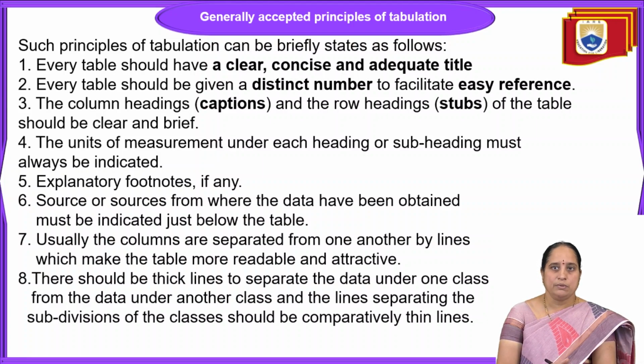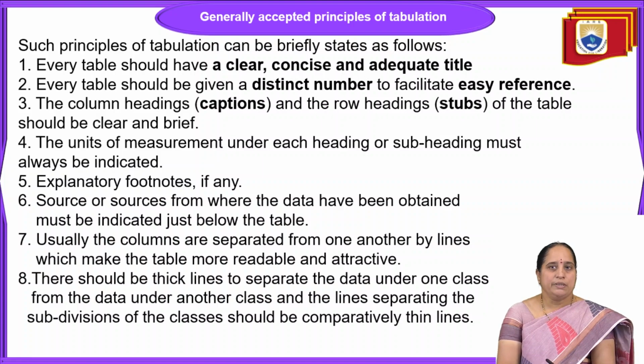If you have 3 or 4 tables, just specify table number 1, table 2, 3, like that. For every table, we have to specify a distinct number so that we can easily identify it and it facilitates easy reference for people. The column headings, which are known as captions, and the row headings, known as stubs of the table, should be clear and brief. What you include in the columns and the headings of the rows should be specified clearly.